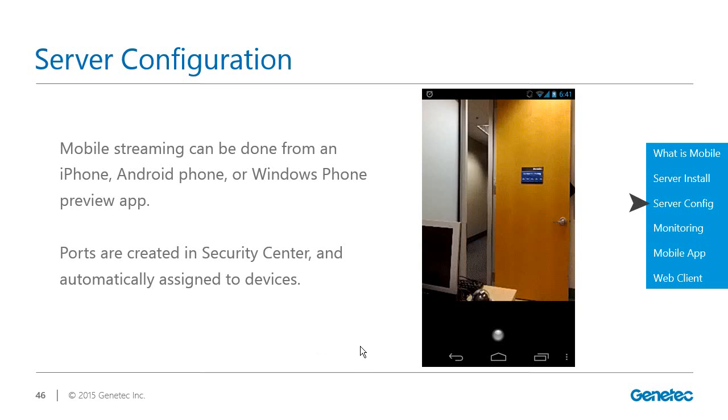To set up mobile streaming, we need to create a number of open ports that are linked to cameras in Security Center, and then the mobile phones can be associated to those ports. Since we're using cameras for these ports in Security Center, each mobile stream will use up one camera license, so we'll just need to make sure that we have enough there.